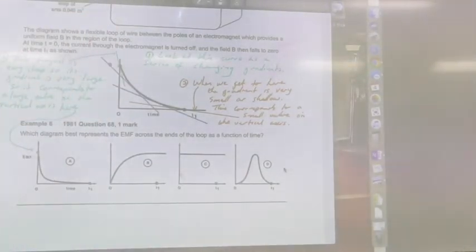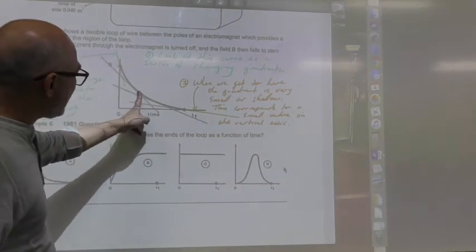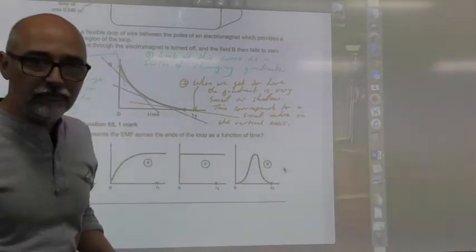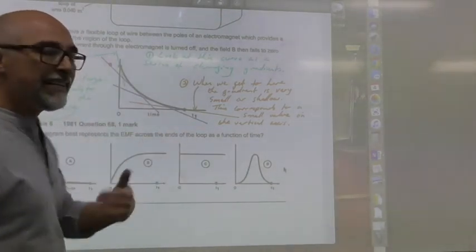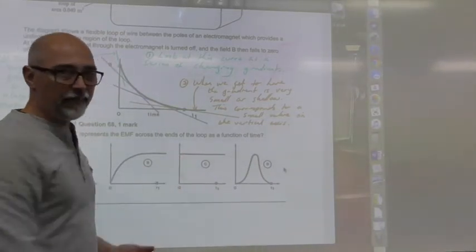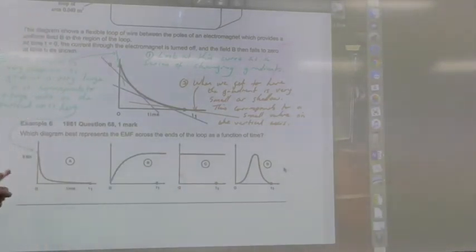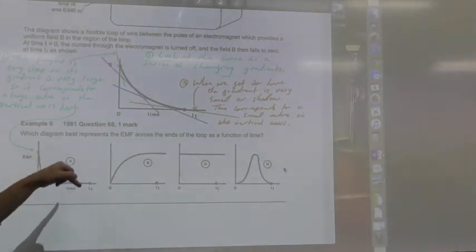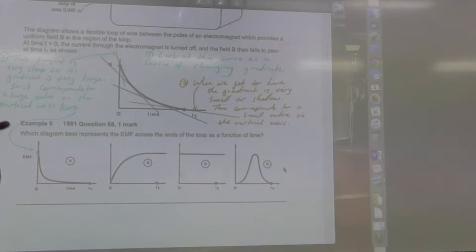Now, does this gradient stay the same all the way down? No, it doesn't. If it doesn't stay the same all the way down, then it can't be this guy, all right? So right there you have to say, oh, okay, it's got to be A. Logically, it has to be A. But can you prove it, all right?